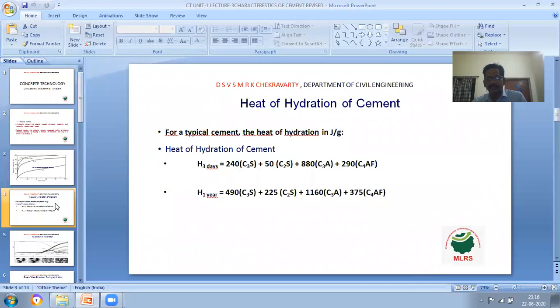Next, heat of hydration of cement. For a typical cement, the heat of hydration in joules per gram at 3 days, the equation will be like this: 240 C3S plus 50 C2S plus 880 C3A plus 290 C4AF, that is, tetracalcium aluminoferrite. If you take 1 year, it is 490 C3S plus 225 C2S plus 1160 C3A plus 375 C4AF.